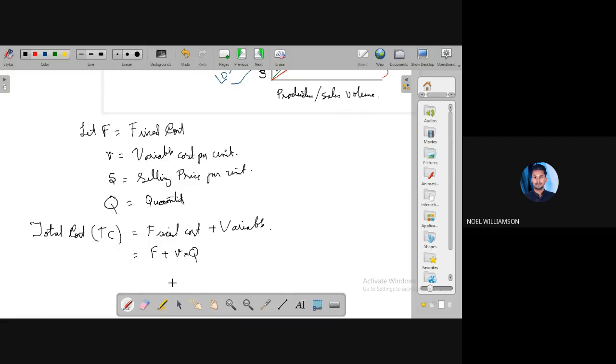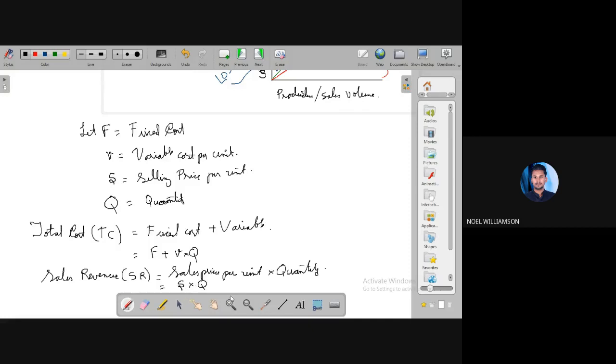F plus B into Q. This is the total cost. Now sales revenue. Sales revenue, I can represent it as SR, will be sales price per unit. Sales price per unit, that is S, into quantity, that is Q. That is S into Q.